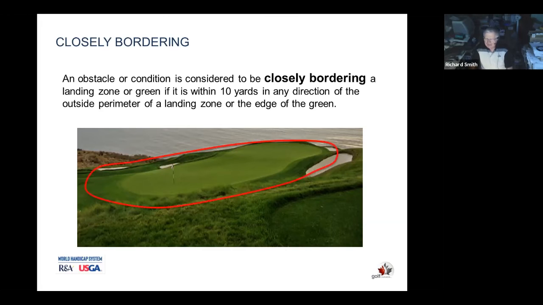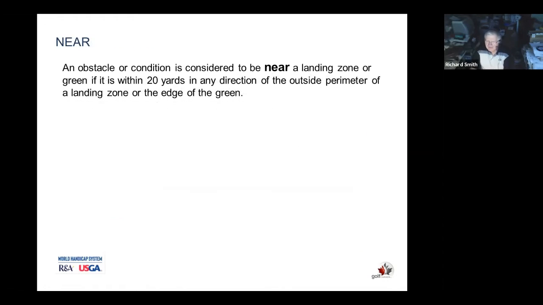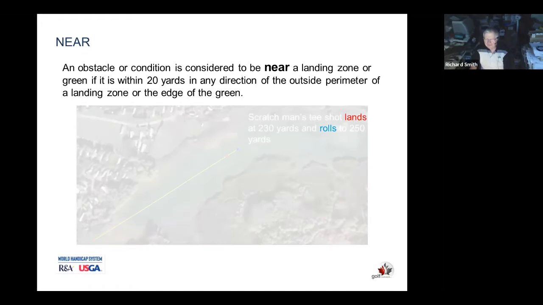First of them is closely bordering. So an obstacle is deemed to be closely bordering a landing zone or a green if it is within 10 yards in any direction of the outside perimeter of the landing zone or the edge of the green, depending on which you're talking about. Near: an obstacle or condition is considered to be near a landing zone or green if it's within 20 yards in any direction from the perimeter or the edge of the green.